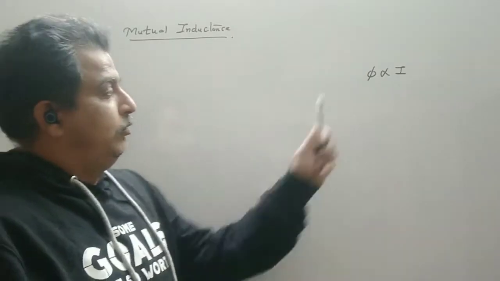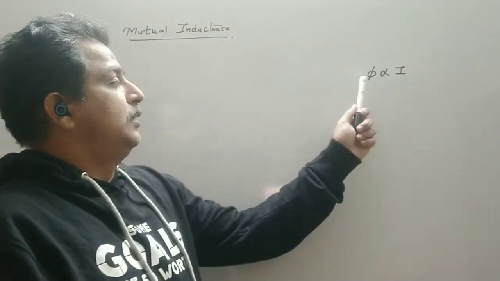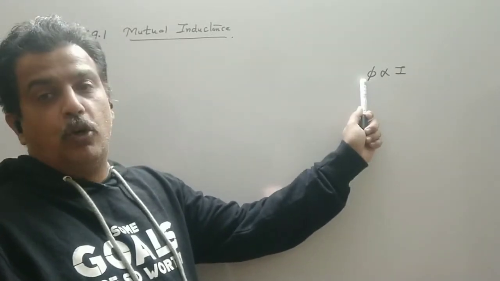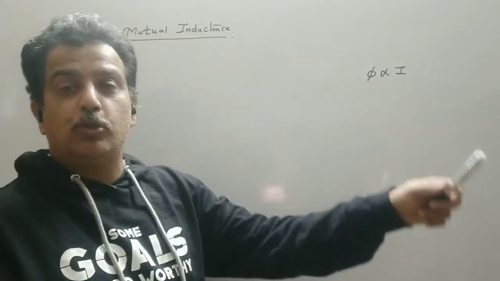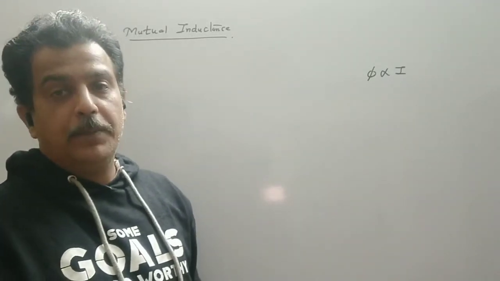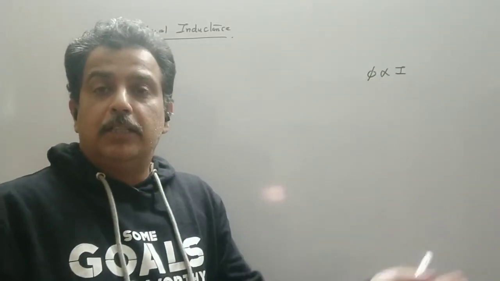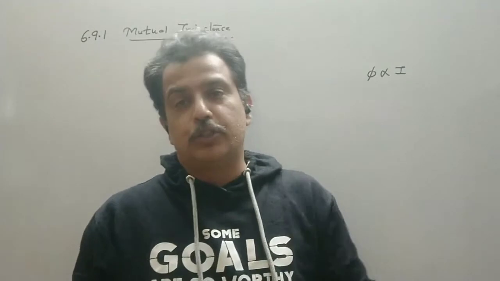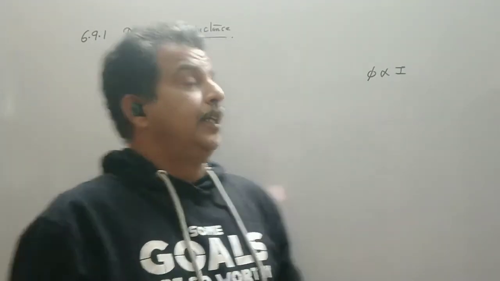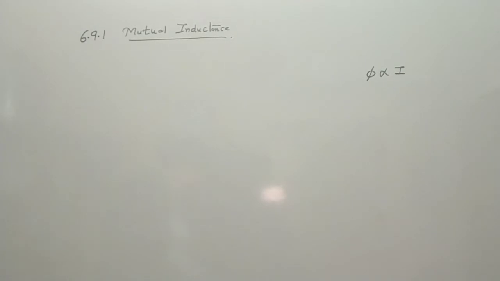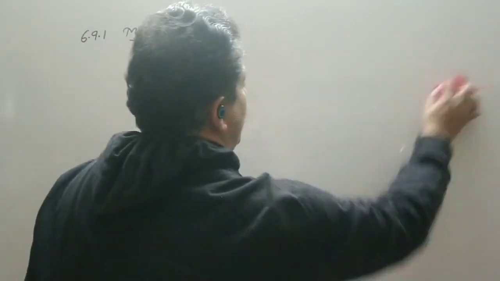In any case, we should remember that the flux linked with any one coil in the system of two coils is directly proportional to the current set up in the other coil. So as I increase or decrease the current, that is, if I vary the current, the magnetic flux linked with the coil also changes, and as a result an EMF is induced in it. That is known as mutual inductance. Now let us try to understand inductance by taking an example of a system of two solenoids.